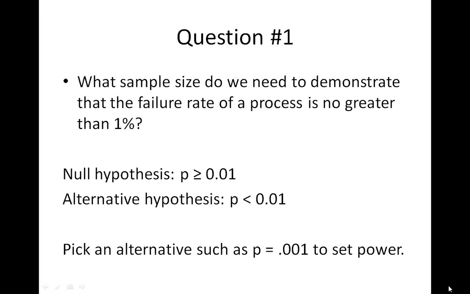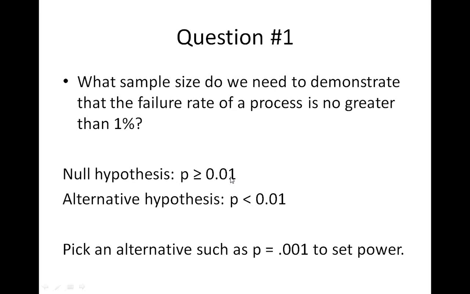Now, you might be a little bit uncomfortable that exactly 1% is part of the null. But something being exactly equal to anything on a continuous scale has a probability of 0. Basically, this says 1% or bigger, that's my null. Less than 1% is my alternative. And what I'd like to be able to do, assuming that I am producing less than 1%, is take enough samples that I can demonstrate at a reasonable level of confidence that I'm producing less than 1% defectives.